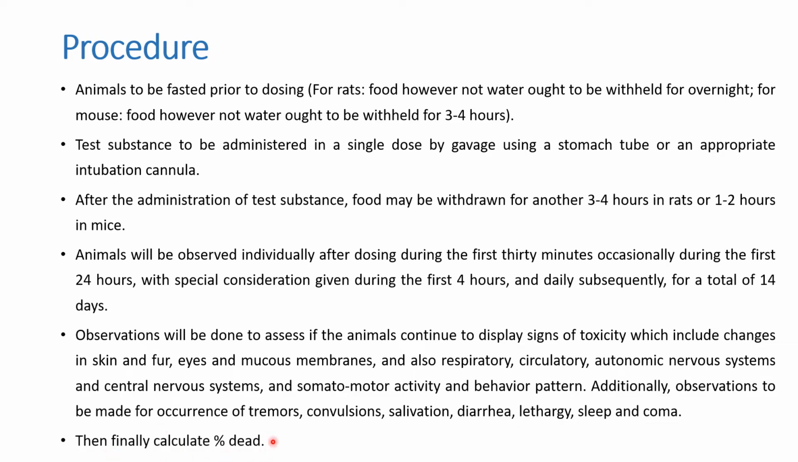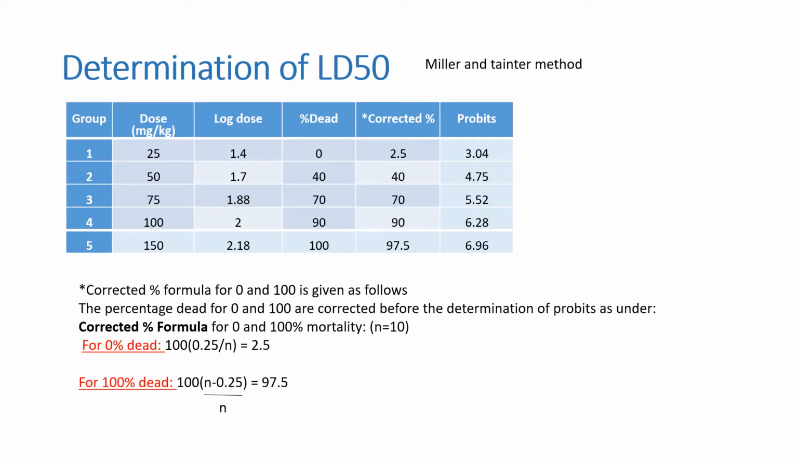Then finally, we'll calculate the percent dead. That is, how many animals are dead after the end of the experiment. So this is the table that we got. This is basically the Miller and Tainter method. You can easily see here, this is the dose for which we are determining the LD50 value: 25, 50, 75, 100 and 150.